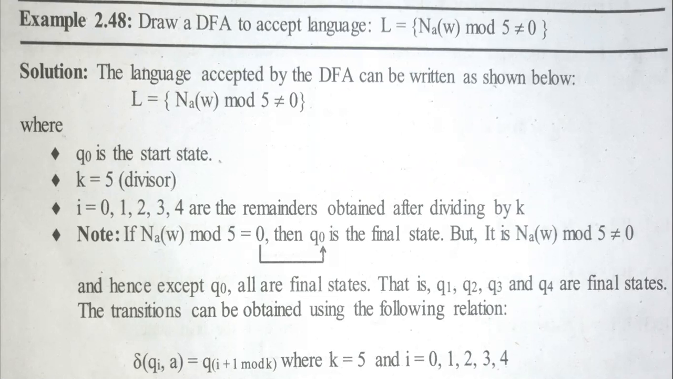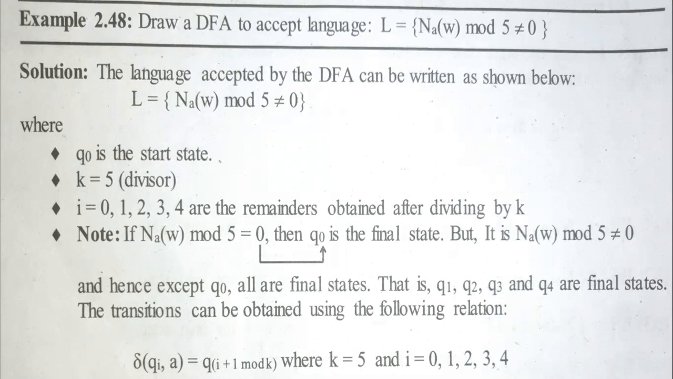In mod 5, because of that k will be equal to 5, because it is the divisor. Then the possible remainders, or the number of states, will be 0, 1, 2, 3, 4. Sorry, not 5, till 4. These are the remainders obtained after dividing by k. So we got 3 parameters from this. Now we'll go for finding the 4th parameter.